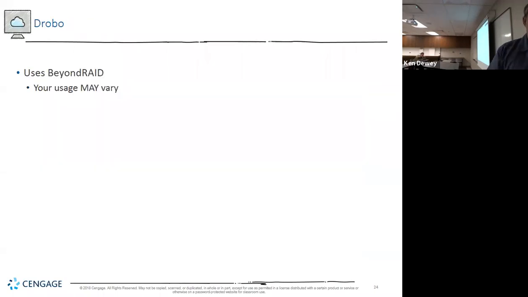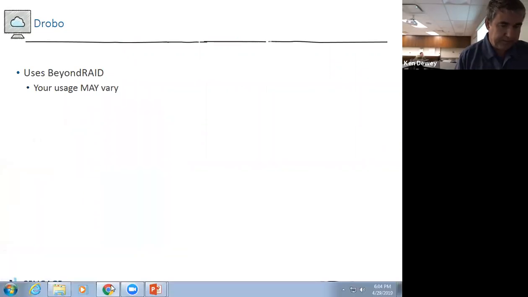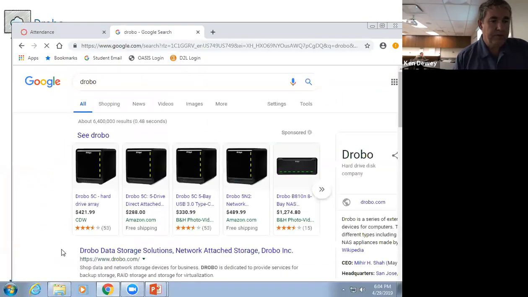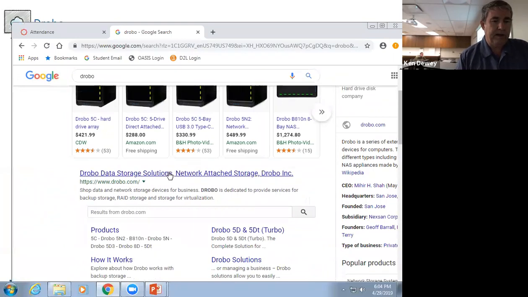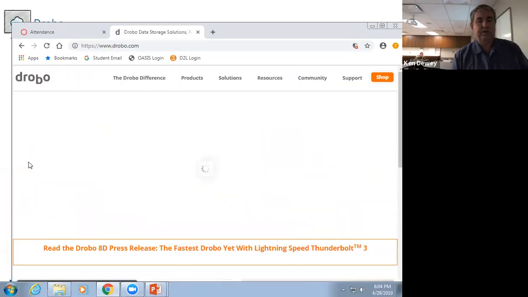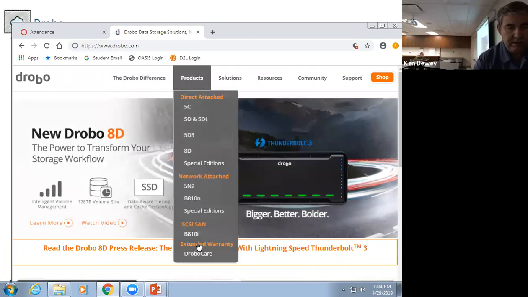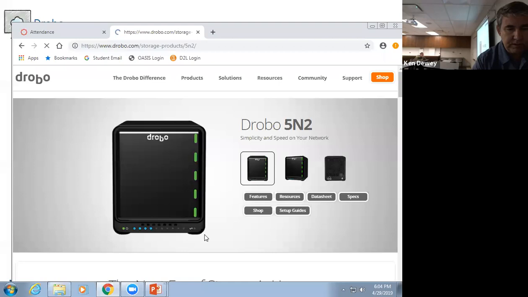Now, I put a note in here. Anyone ever use Drobo? Okay, let me show you what Drobo is. Drobo is probably one of the highest rated storage solutions out there. I owned one. I owned the 5N, which is not here, but this is going to be somewhere close to it. Might actually look identical to that. And it's a network attached storage. I had 5 or 6 drives in there. I can't remember at this point exactly how many drives.